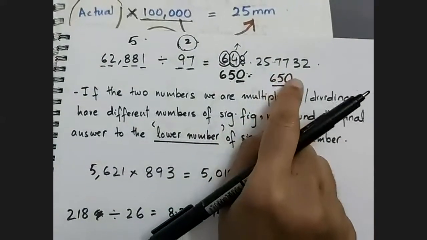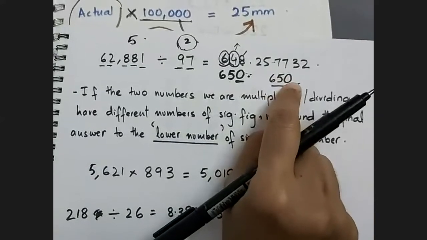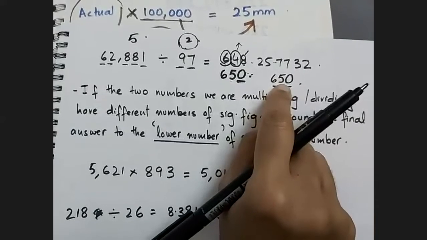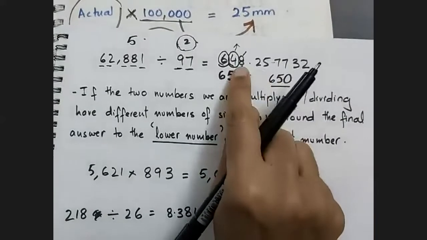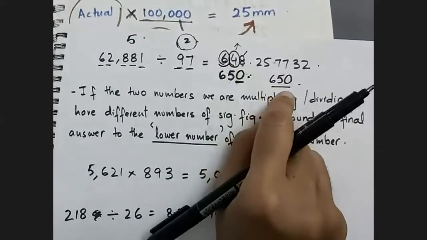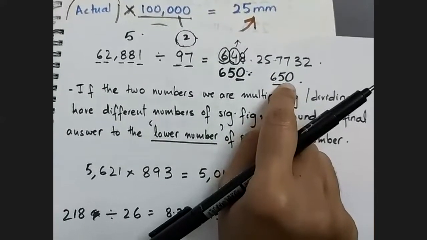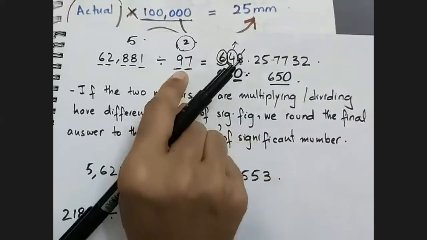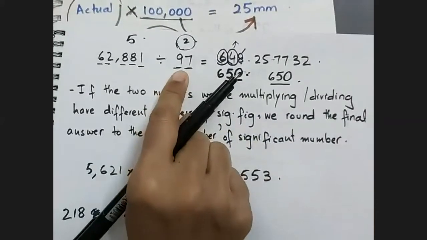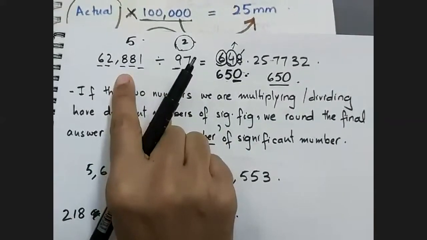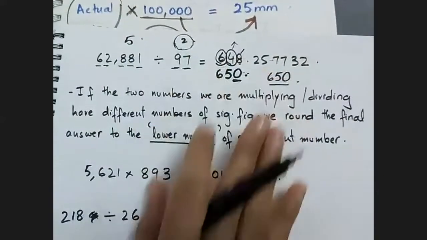Because this trailing 0 is not significant. So in my answer, I have only 6 and 5 significant. Can you see that the actual answer has a decimal, but my rounded off answer does not have a decimal? So is that a problem? No, that's not a problem. Why? Because even these factors did not have a decimal. So that's fine. Okay. So remember this.